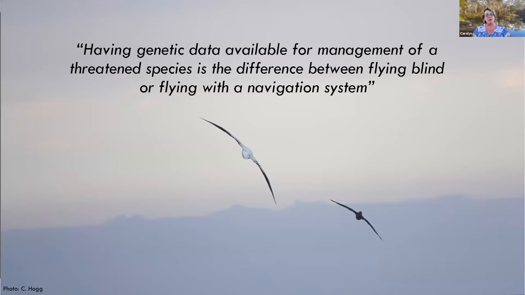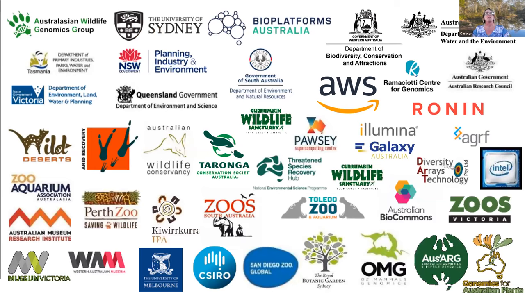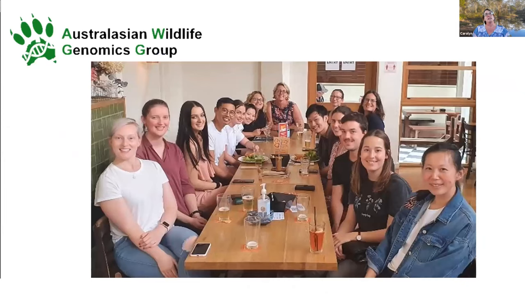So TSI is not just me, it's a massive initiative across the country with lots of partners from universities, government agencies, zoos, museums, and of course, a shout out to all the tech guys who've really stepped up to help us figure out ways that we can get genome assembly and annotation happening really rapidly and allow us to turn some of these samples around. I'd also like to acknowledge the team of the Australasian Wildlife Genomics Group here at the University of Sydney, because these are the people who work in the lab and definitely step up and try and make things work as best as possible for all the data that I've presented today.